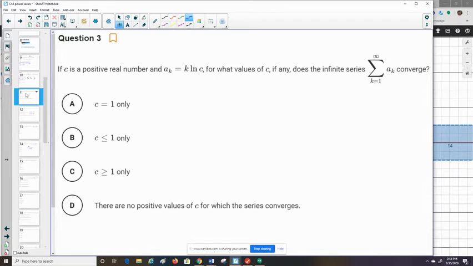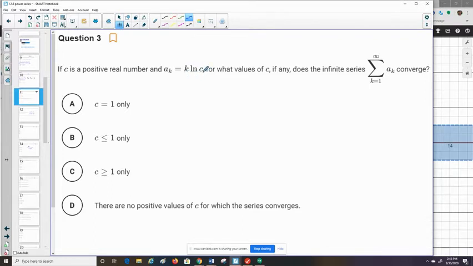Question number three. Let's see, c is a positive real number. The terms are something times natural log of c. For what values of c does it converge? Well, if k is going from 1 to infinity, k is getting to be a really, really big number. In order for any series to converge, the terms have to be going to 0.